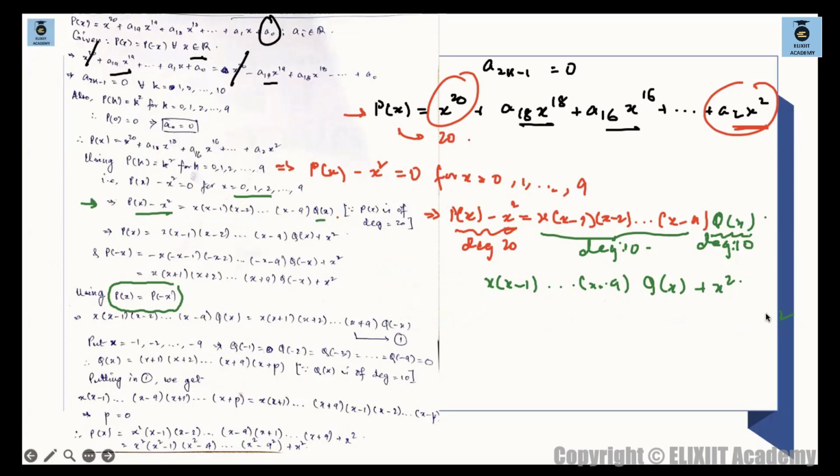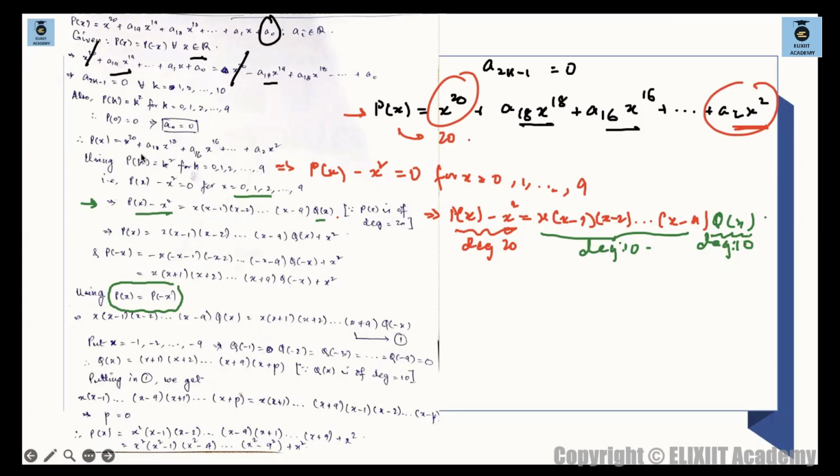Let me erase all these things so that the workings are clearly visible to you. So I'm equating these two. What we are getting from here is x into (x minus 1)(x minus 2) and so on till (x minus 9) multiplied by q(x). X square and x square will cancel from both sides, yes or no? So what is remaining is into q(x), and similarly x into (x plus 1)(x plus 2) and so on till (x plus 9) into q(minus x), using this condition. The target is to find out q(x).